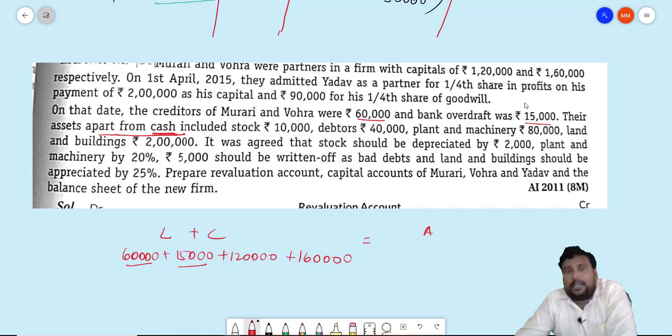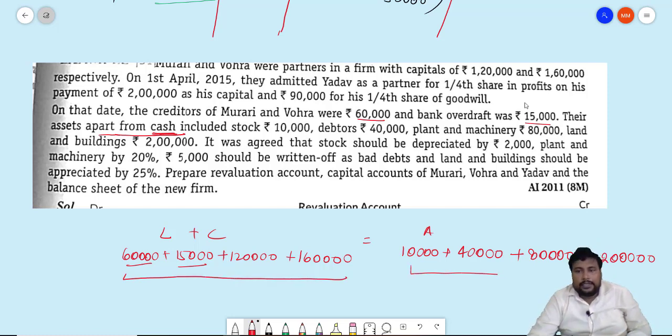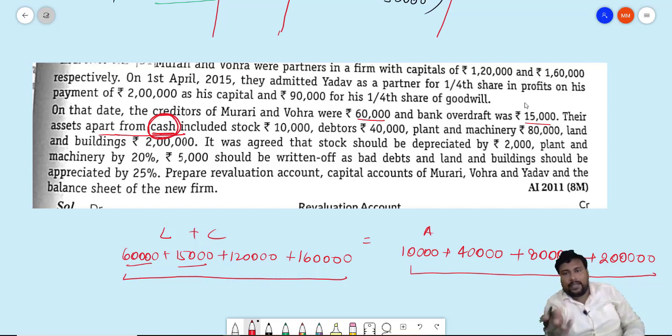Now how much is there in assets? Quickly we write: stock 10,000 plus debtors 40,000. Old amounts we are taking, before admission. Plant and machinery 80,000. Land and building 2,00,000 rupees. Now find out the total of both sides, assets is equal to liability plus capital. And whatever difference comes, that difference will be considered as cash. So it is in front of you, do that.